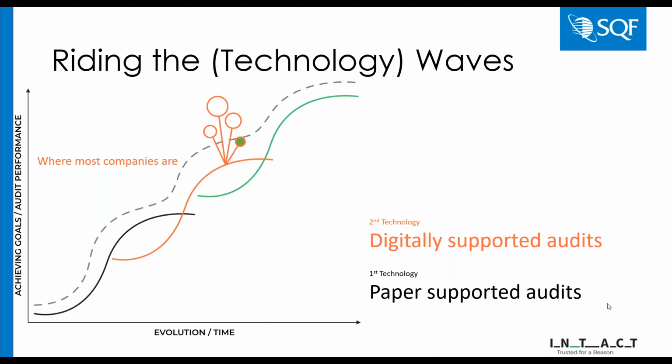SQFI is that little green dot in the orange, and I'll tell you why, because we're jumping on that next wave, and I've got some things to show you today to show where we're doing that. And then the third technology, which is where we're looking at heading, is AI supported audits. And you have to stay a step ahead. And so we're looking at getting into that AI platform and starting to look at data a little bit differently.